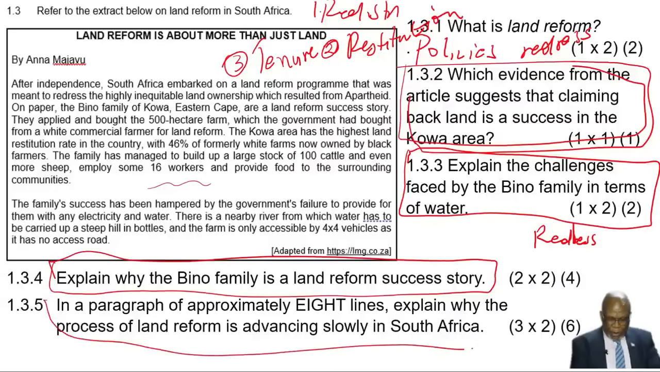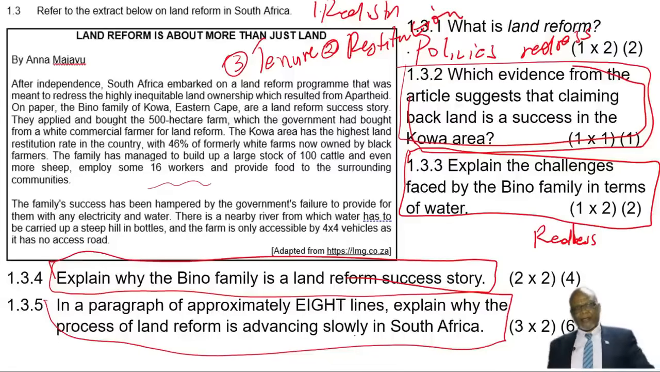In a paragraph of approximately 8 lines, explain why the process of land reform is advancing slowly. This is a concept that you need. It's not based on any extract. It's something that you need to take into the classroom and learn. The other questions are the low order questions where you get the answers from the extract that you'll be reading.